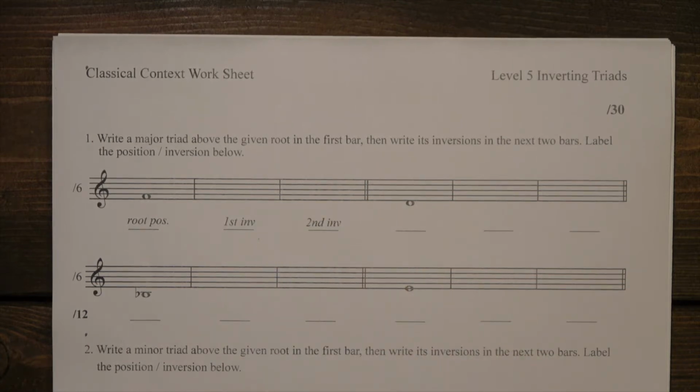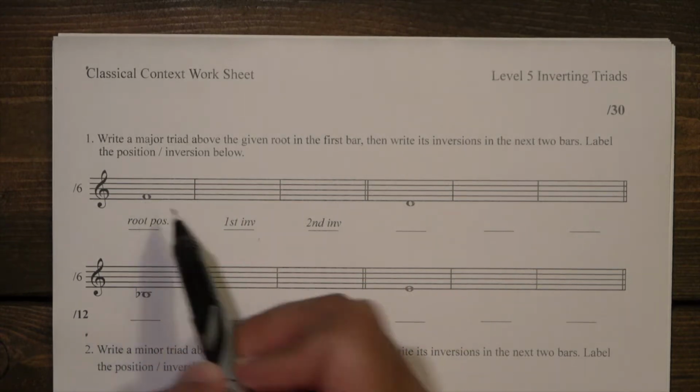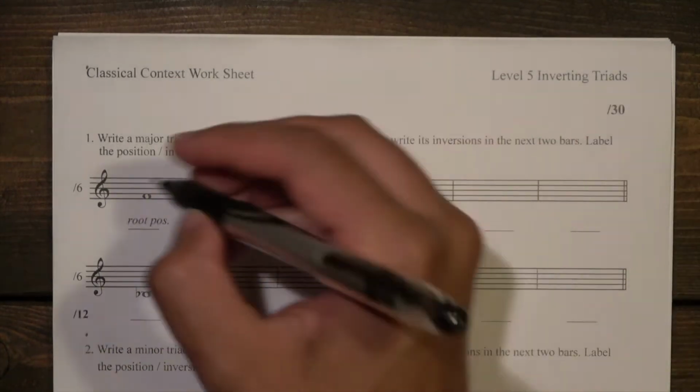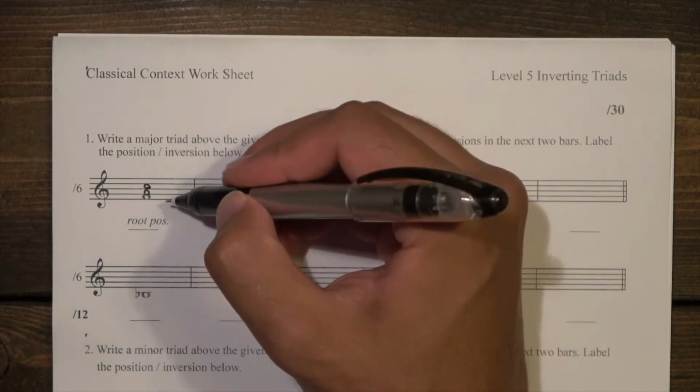When we write triads in root position, we write root position, when we write triads in first inversion, we write first inversion, and when we write triads in second inversion, we put second inversion. So write a major triad above the root. Here's the root, it's given to you. Build a snowman. The root happens to be F. Is this an F major triad?